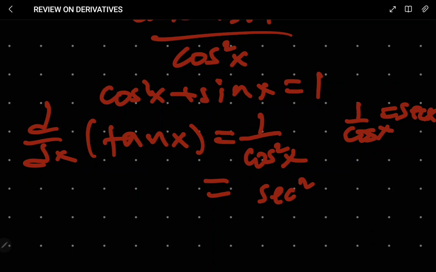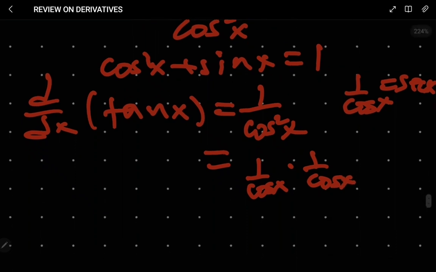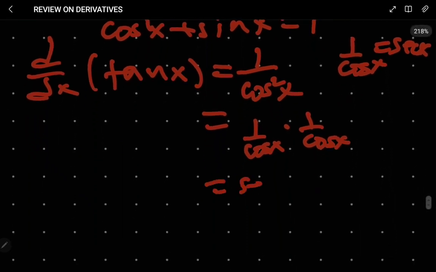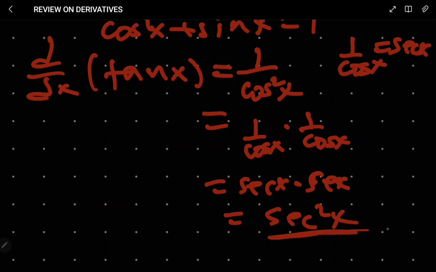Because you can write it as 1 over cos x times 1 over cos x. What is 1 over cos x? It is sec x. So this is sec x times sec x, which is sec squared x, the secant squared of x. So d/dx of tan x is equal to this much.